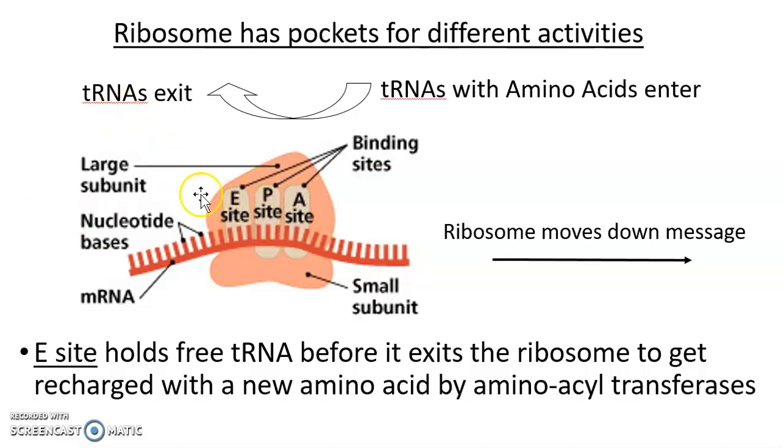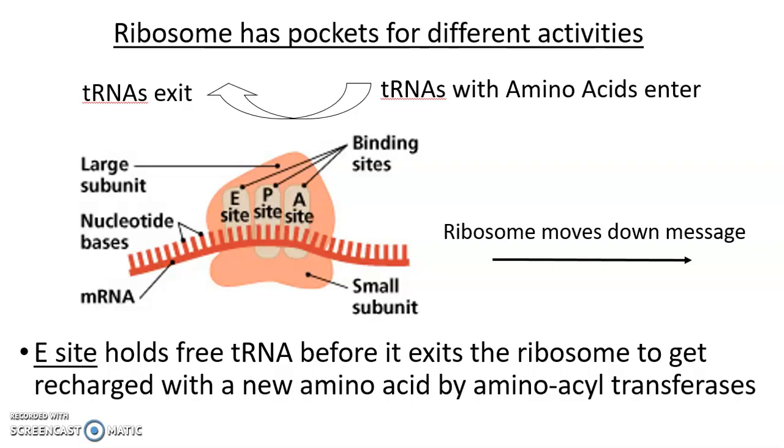And so your tRNA is going to come shooting out of here, and it can float around in the cytoplasm of the cell, where it's going to get recharged by another one of those enzymes that adds that amino acid to the 3' hydroxyl group.